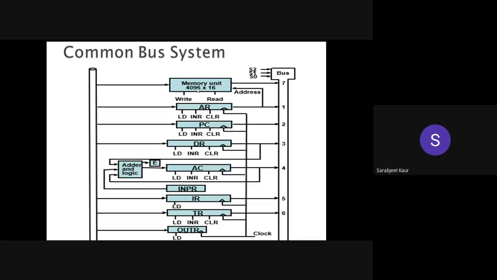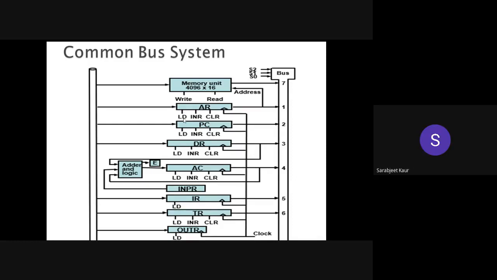The memory unit has two control inputs, namely read and write. When I enable the write input, we will be able to write onto the memory, that means we will be able to store something inside the memory. When the read input is enabled, then we will be able to read something from the main memory. Clear? Yes, ma'am.